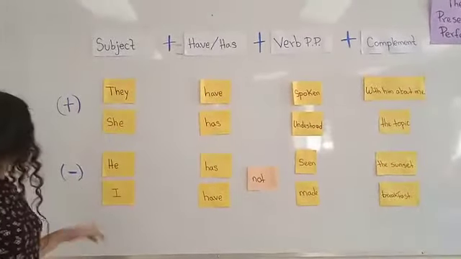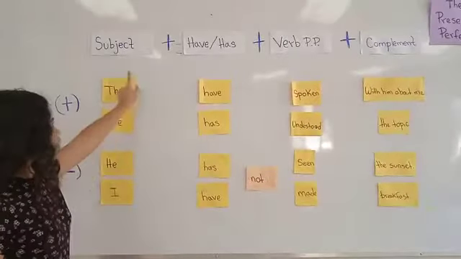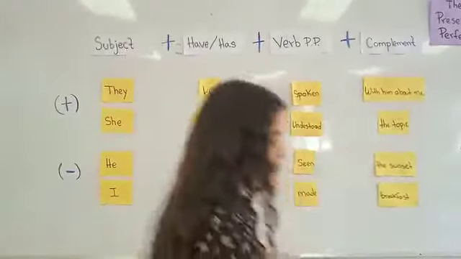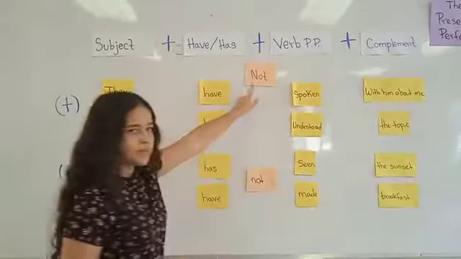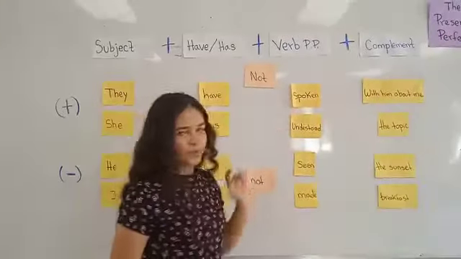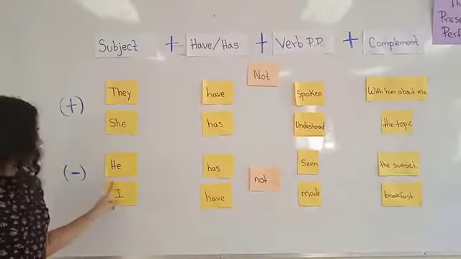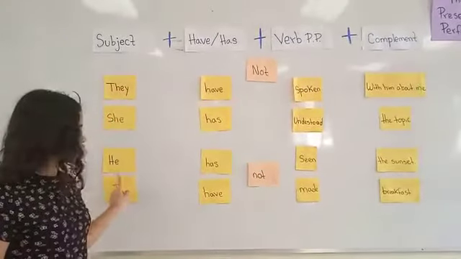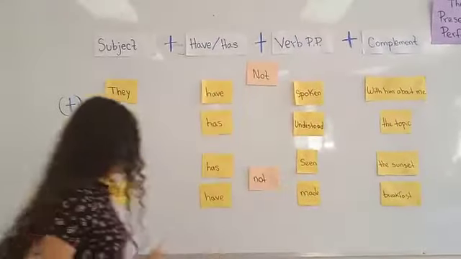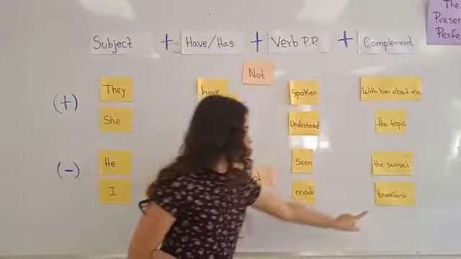Now, in negative statements, the structure changes a little. It is subject plus auxiliary verb have or has plus not. Not is between the have or has and the verb in past participle, then the complement. And there are two examples. He has not seen the sunset, with has because it's third person singular. The other: I have not made the breakfast.